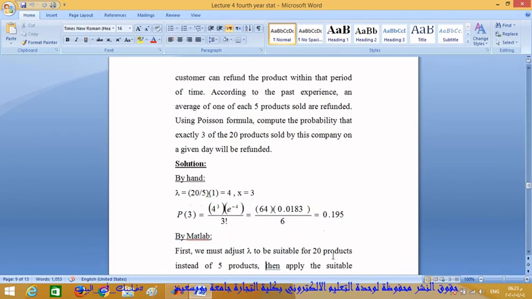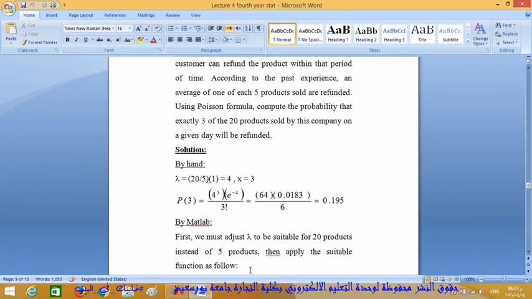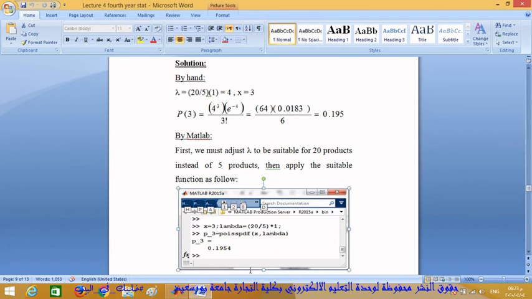By MATLAB, we must adjust lambda to be suitable for 20 products instead of 5 products, as I said before. Then apply the suitable function as follows. Lambda here equals 4, or 20 divided by 5 and multiplied by 1. So lambda equals 4 and x equals 3. So you have to adjust lambda first before using the Poisson PDF function. Then P of 3 equals Poisson PDF with x and lambda. The result is 0.195 as we computed by hand.